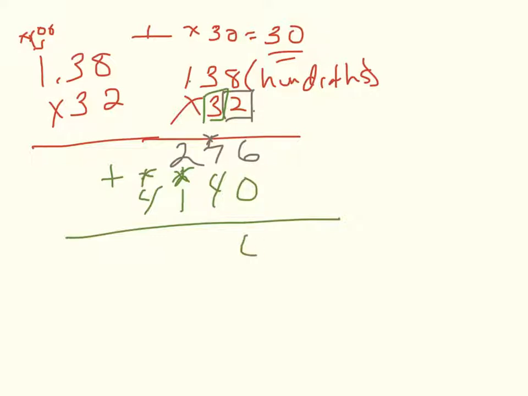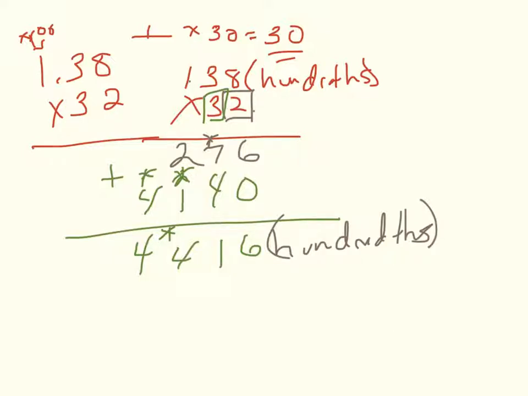When I add them all up, I get 6, 11, 200s, 300s, 400s. So then I get this number. Am I done? Nope, you have hundredths. To get this number you multiplied by 100, and so to go back you need to divide by 100. So your answer for this one would be 44 and 16 hundredths.